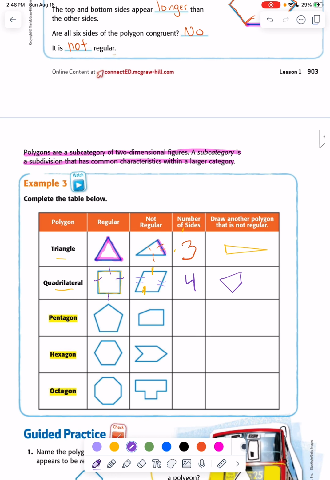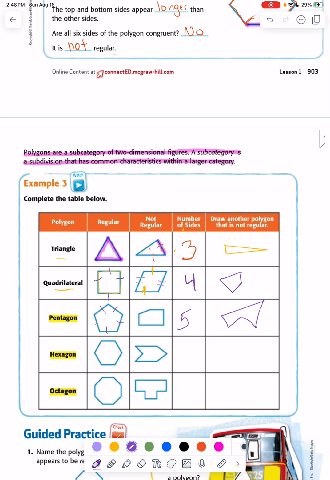All right, a pentagon. How many sides? 1, 2, 3, 4, 5. And this one is not regular because the sides are definitely not all the same length. Let's see if we can make our own 5-sided not regular polygon. 1, 2, 3, 4, 5. You could do whatever you want as long as your lines aren't curvy and don't cross.